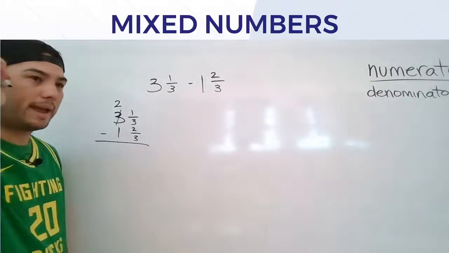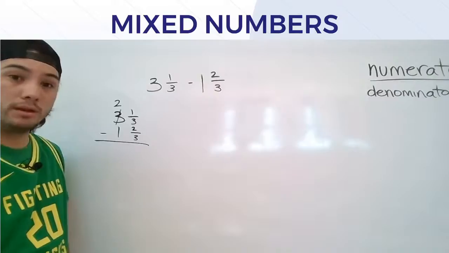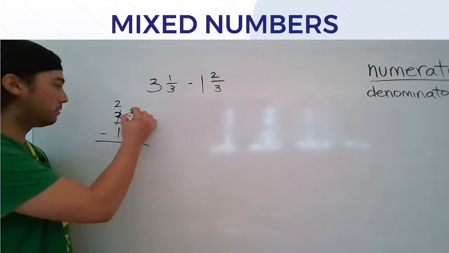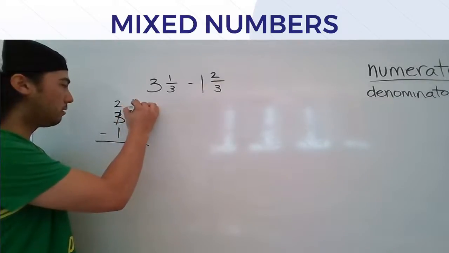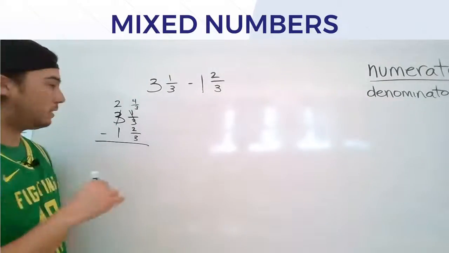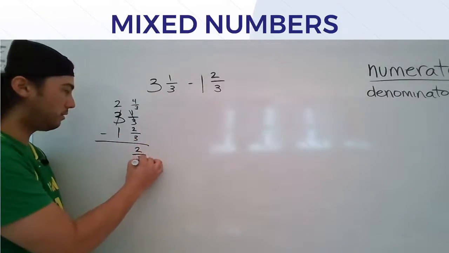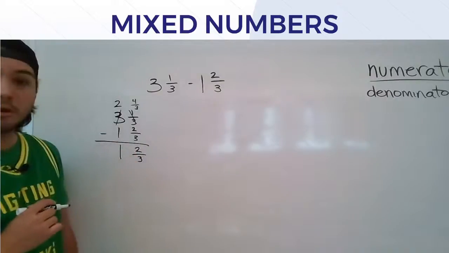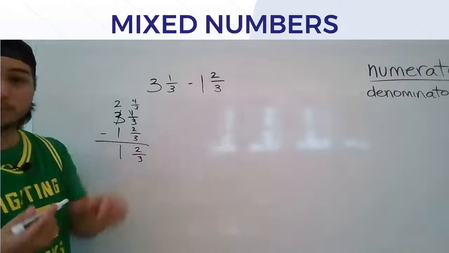And then I want to think about how many thirds are in one whole. 3 thirds. So I want to add this to my 1/3 to make 4 thirds. Now I can subtract. 4 minus 2 is 2/3. 2 minus 1 is 1, to make 1 2/3. Look at that. 1 2/3 times 2 is 3 1/3.